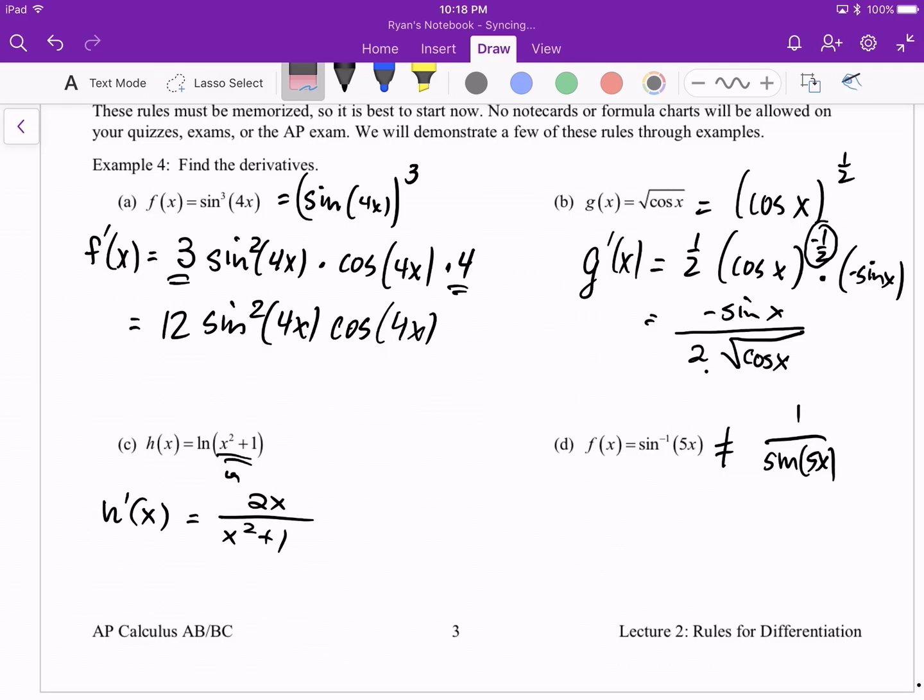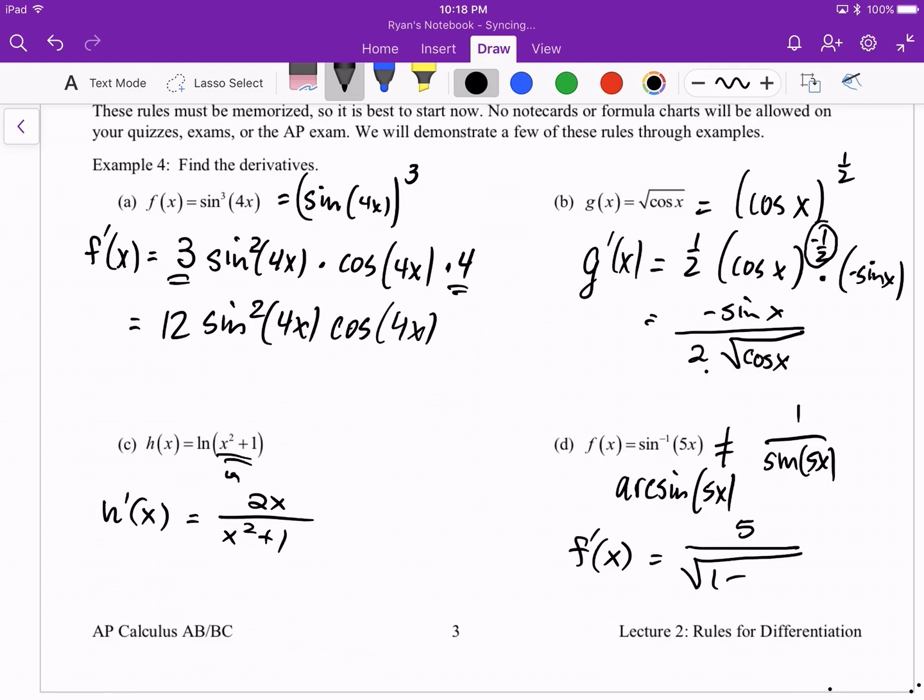Another way that you might see this problem is as follows. You might see it as arc sine of 5x. And so you need to know that those two things mean the same thing. Okay, so the rule for arc sine or sine inverse is u prime over the square root of 1 minus u squared. So in this case, our u is 5x, so the du, or u prime, is going to be 5, so that's what's going to be in the numerator, divided by the square root of 1 minus u squared.